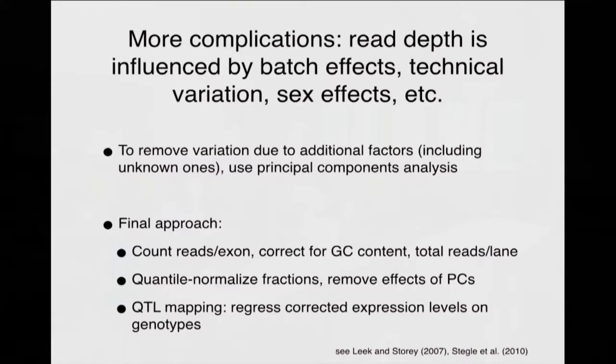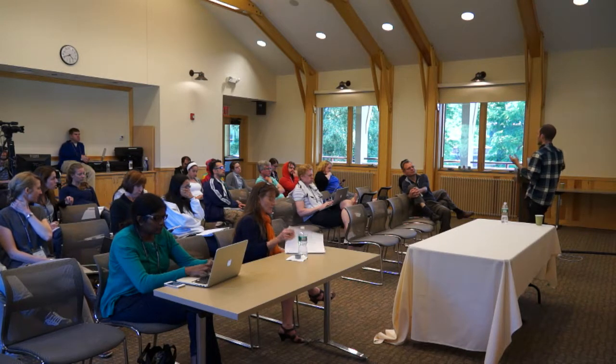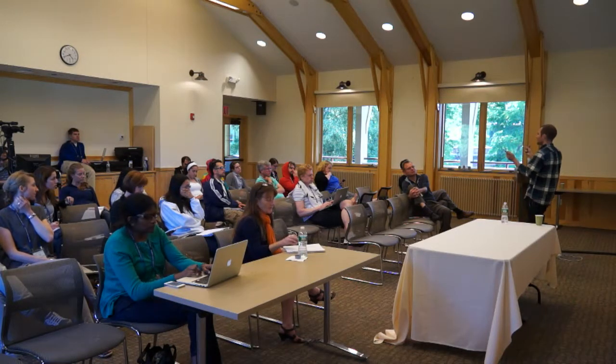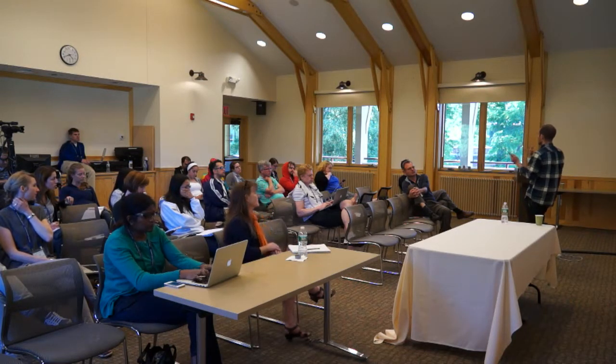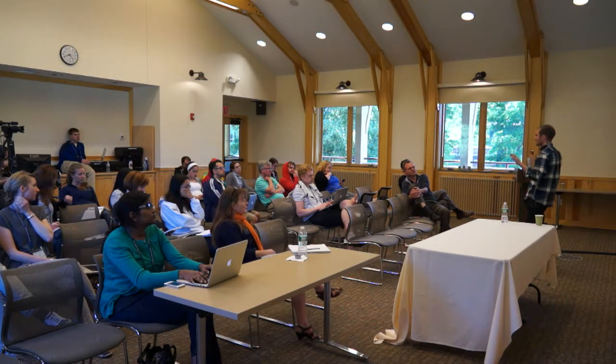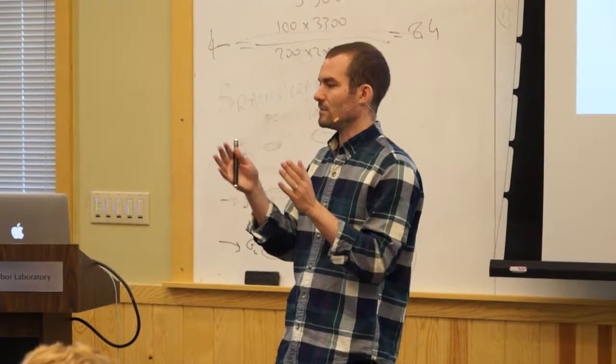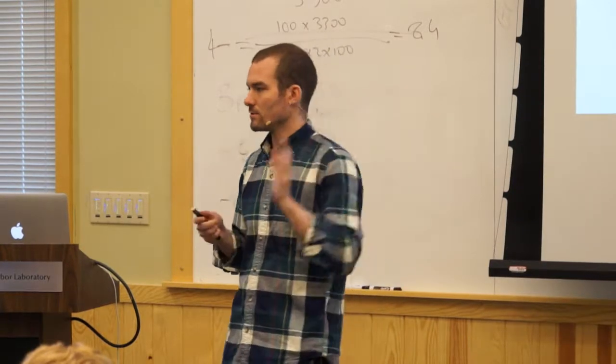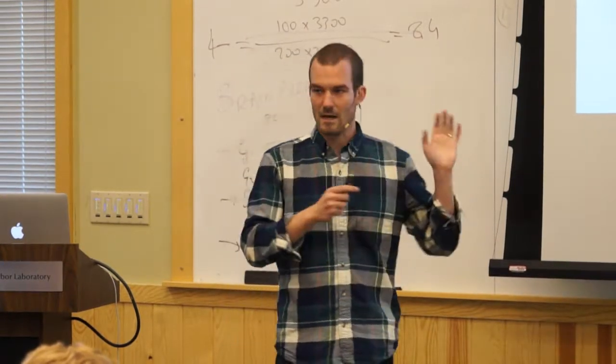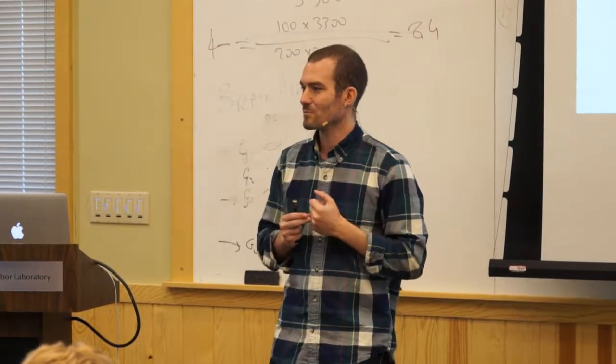There's dramatic technical variation and huge outliers. So if you do permutation testing to see what things are real and what things aren't, you find essentially no eQTLs. Once you go through all these steps for correcting for all the technical artifacts that have been introduced, now you get 1,000 eQTLs. So there's a lot of value in these sorts of processing steps.